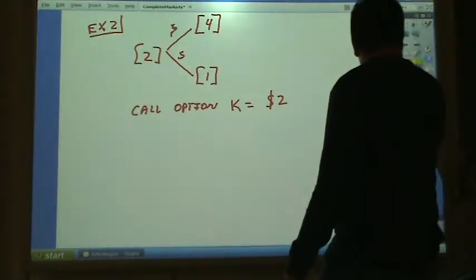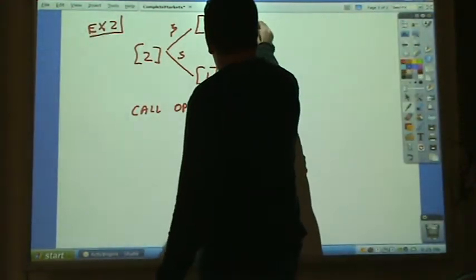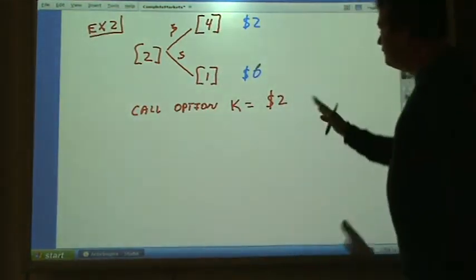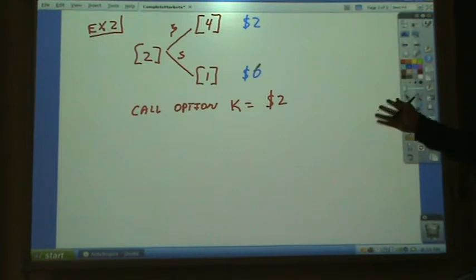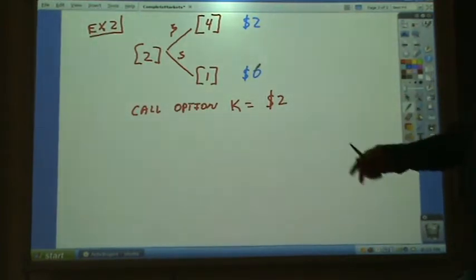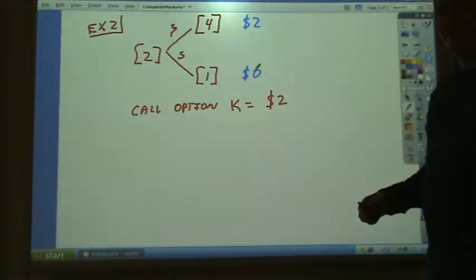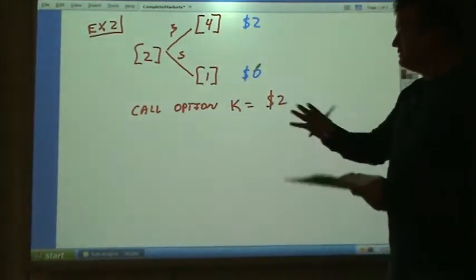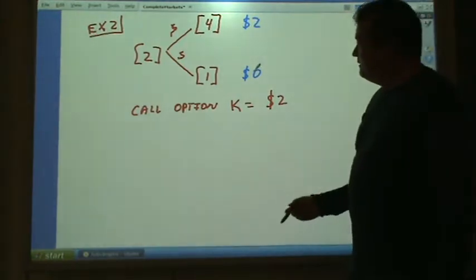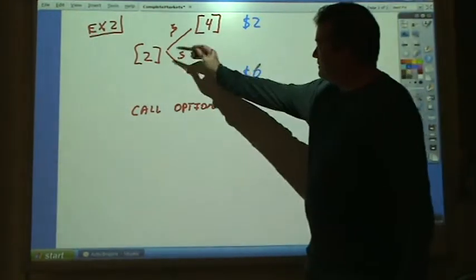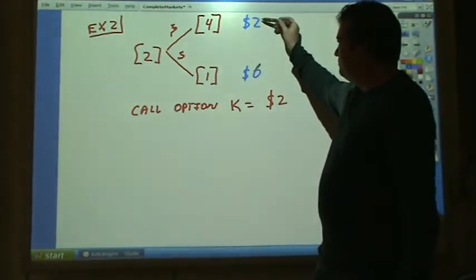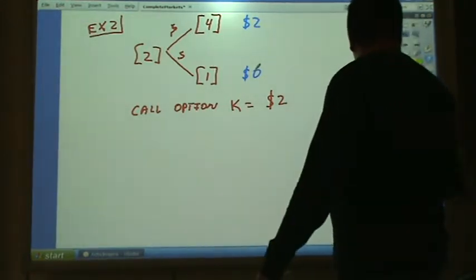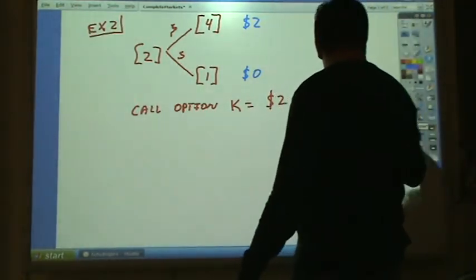So the payouts are going to be either $2 or $0. 50% chance you're going to get $2, 50% chance you're going to get $0. What would you pay for this option? $1. It's the same exact question as the coin flip before, it's just all in disguise. It's a call option on a stock doing this, but the payouts are just like the coin. Heads was $2, tails was 0. So the price of this option is $1.